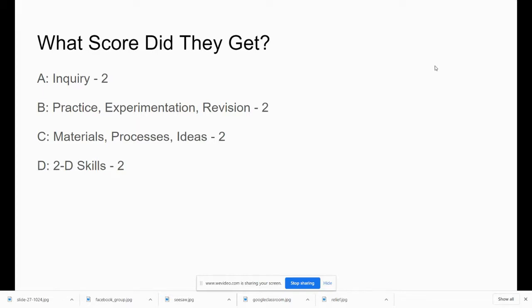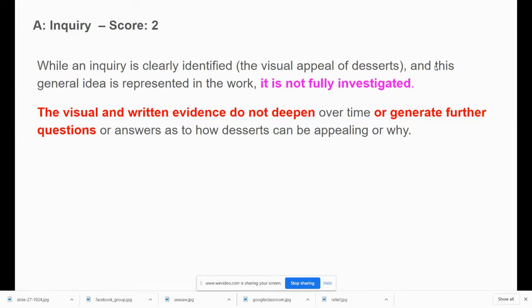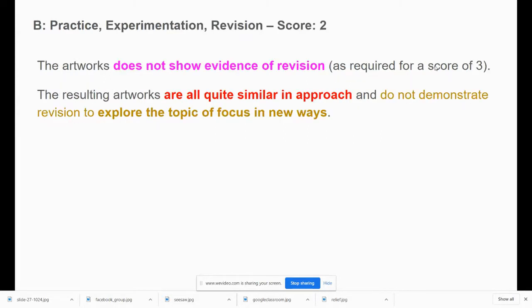So why didn't they get it? It's a great question. Well, inquiry, number one. The question was the visual appeal of desserts, but it says right here, in the answers they gave, it is not fully investigated. That means she didn't really do anything more than just show desserts. But what's visually appealing about them? Do they get better? Does it go deeper? Does anything happen? Nothing happens. It's just dessert after dessert after dessert, and it doesn't grow.